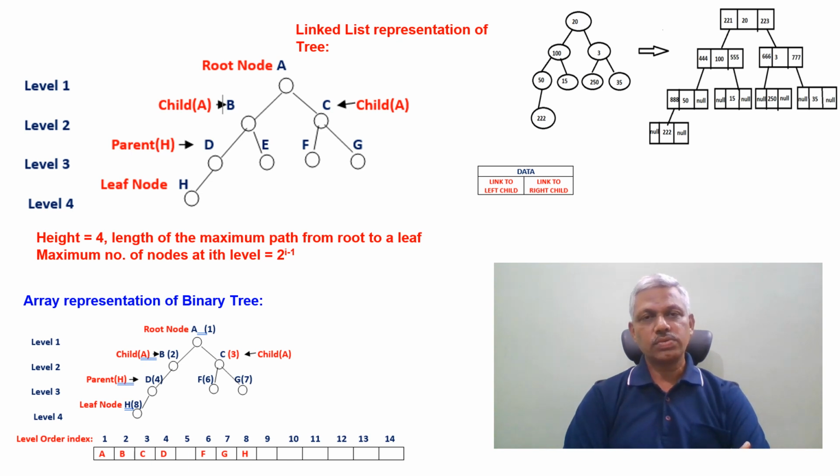There is no vertex with level order index 5, so 5 is kept empty. In future, there may be a possibility of inserting a vertex at level order index 5, so that is kept empty. 6, 7, and 8 are occupied with F, G, and H. So like this, we can also have an array representation for a binary tree in terms of level order indices.